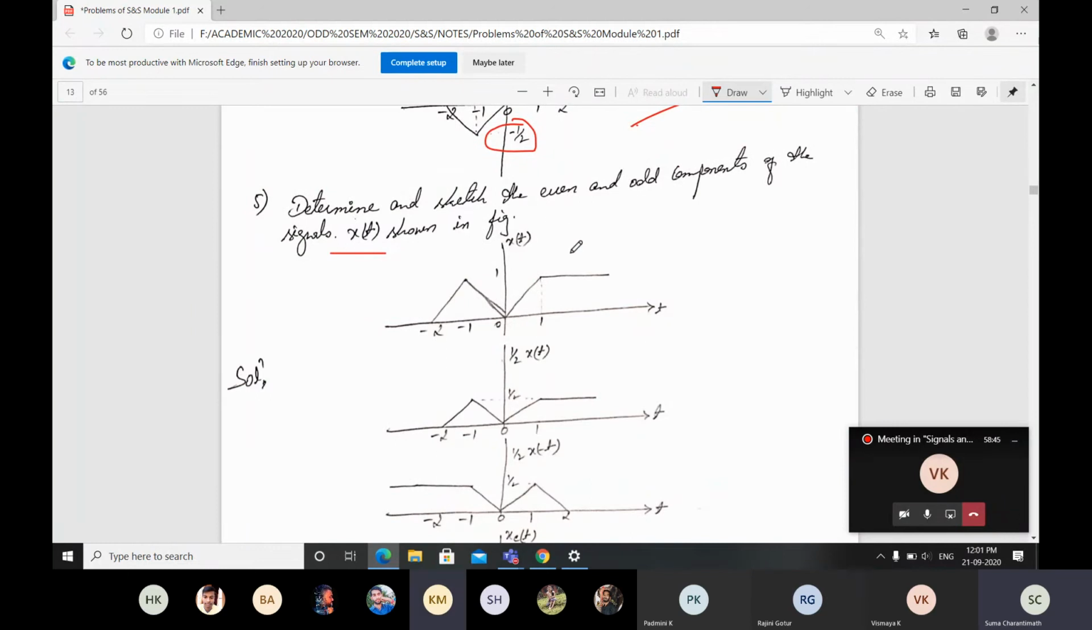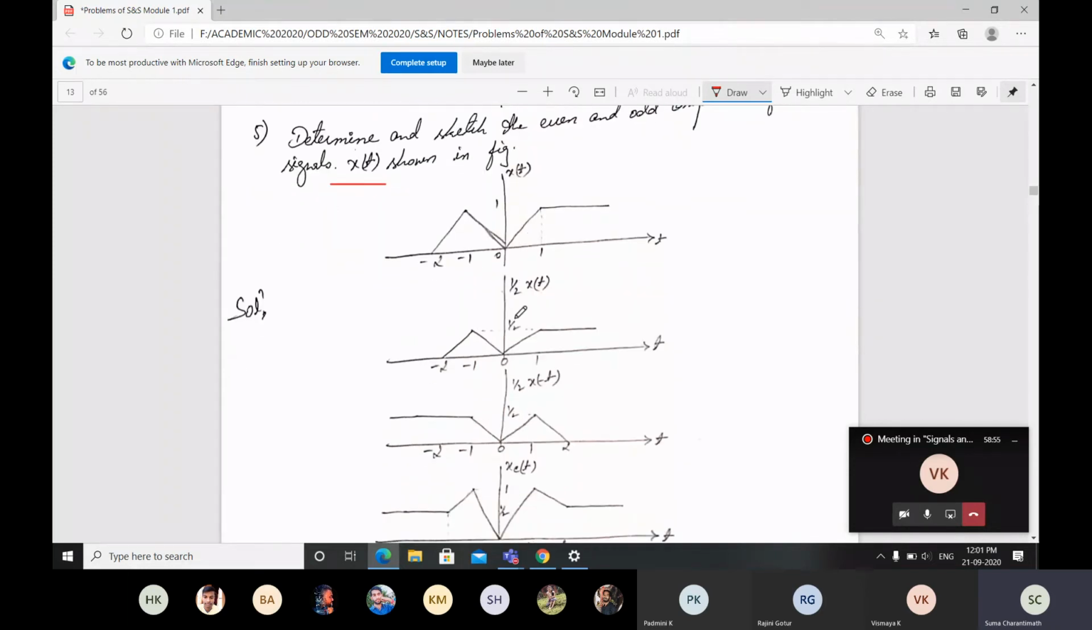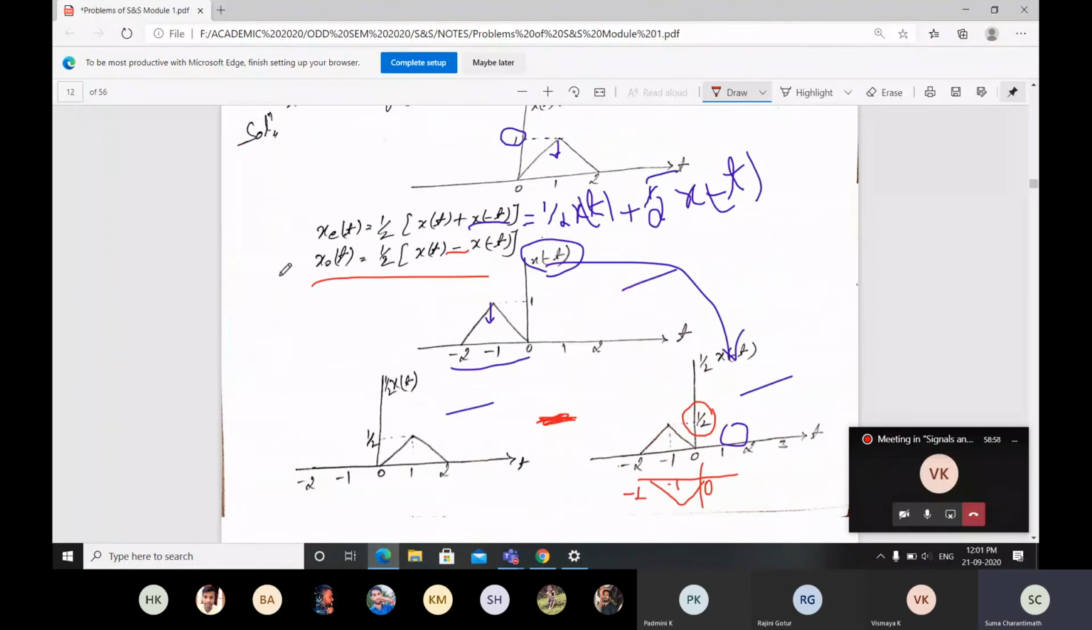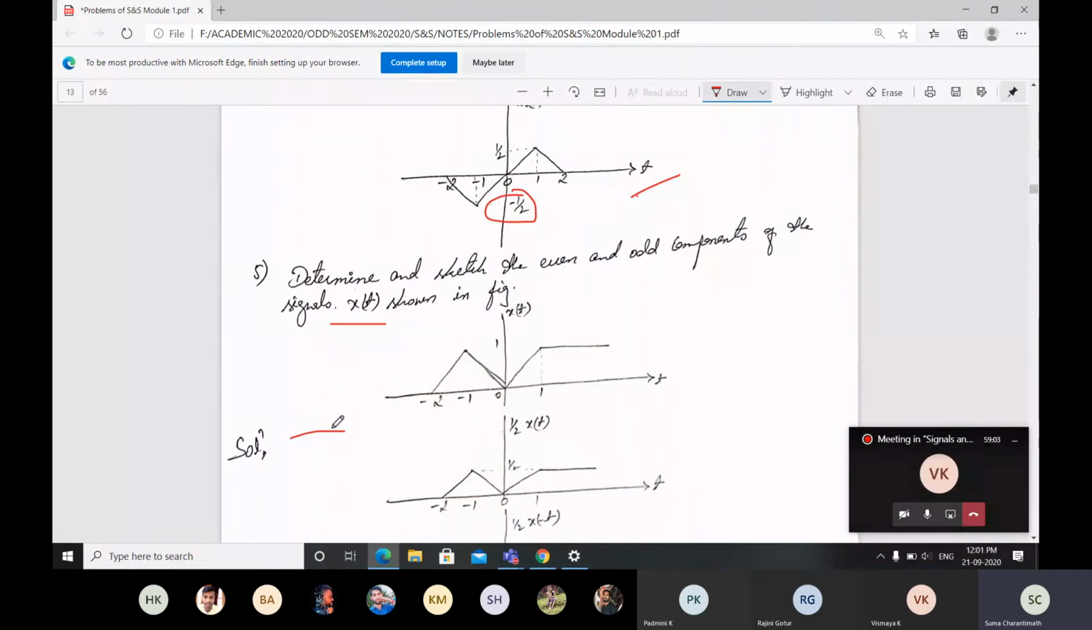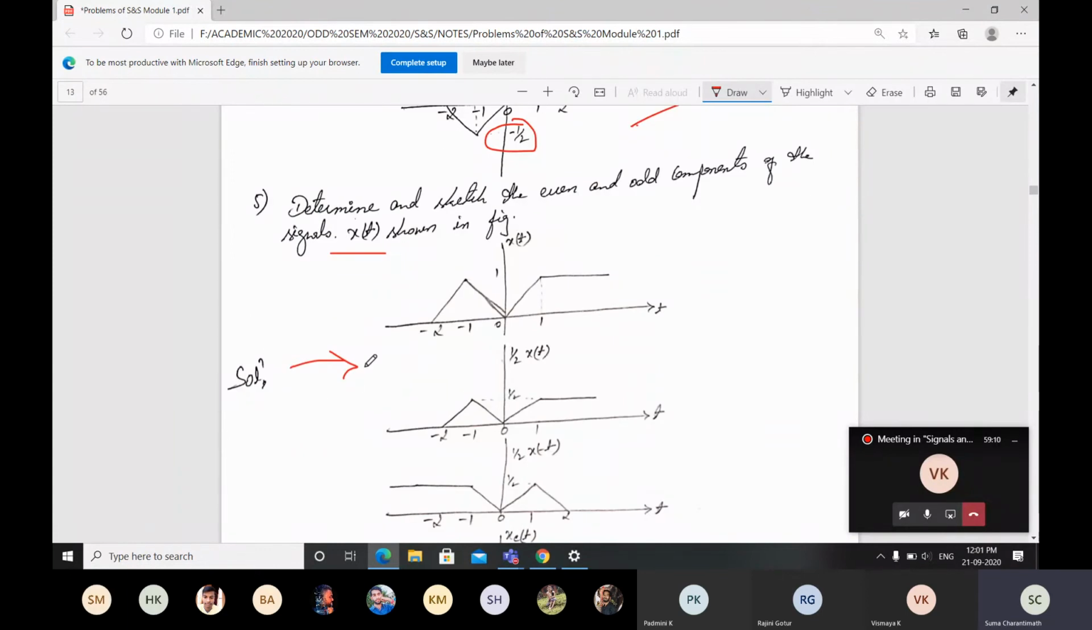Okay, next problem. Here the signal is given. We have to find what is the even and odd component of the signal. Here x of t is already given for us. First, what I did here, we already know. Again, I didn't write the even and odd part of the equation, but whatever problem you are going to solve, you have to write the equation: even part of the signal and also odd part of the signal. First, you write the equation. Here, I directly went with the solution only.